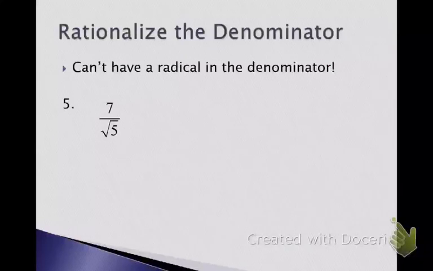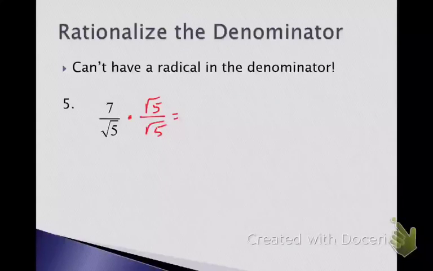So, can't have a radical in the denominator. So what are we going to multiply the numerator and the denominator by? Right? We're going to change our fraction. We're going to multiply by the exact same thing in the numerator and the denominator. What are we going to choose? Well, we can choose anything we want, right? So I'm going to choose the square root of 5. I'm going to choose the exact same radical that's in the denominator.